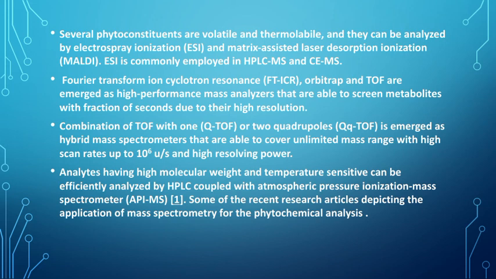Analytes having high molecular weight and temperature sensitivity can be effectively analyzed by HPLC coupled with atmospheric pressure ionization mass spectrometer. Some of the recent research articles debated the application of mass spectrometry for the phytochemical analysis.